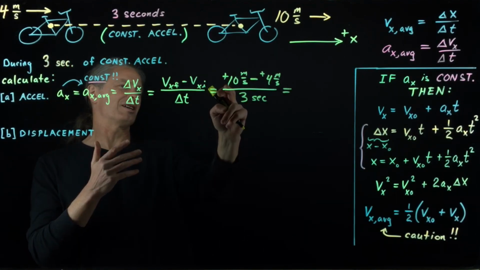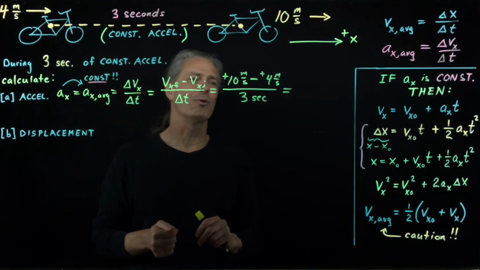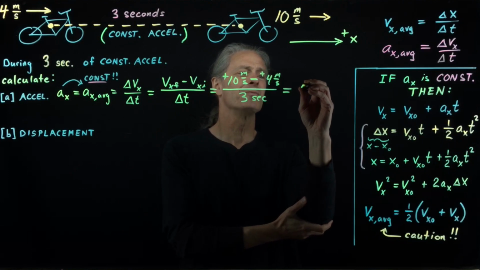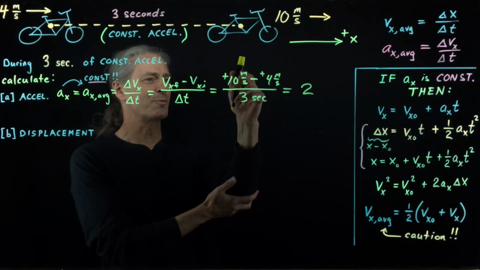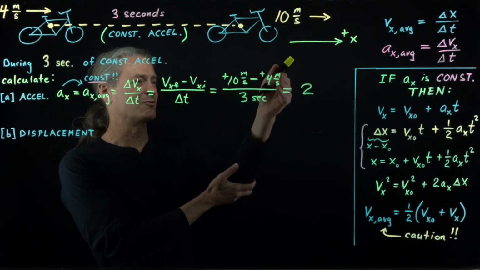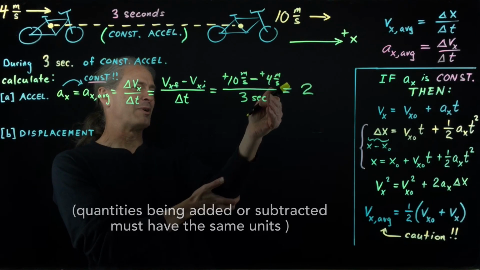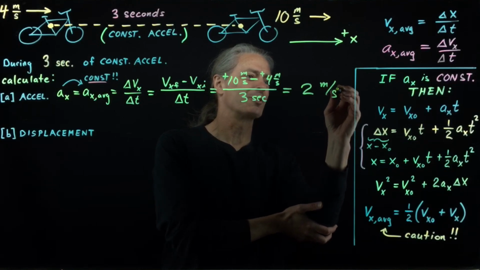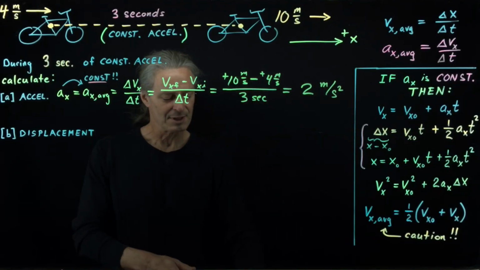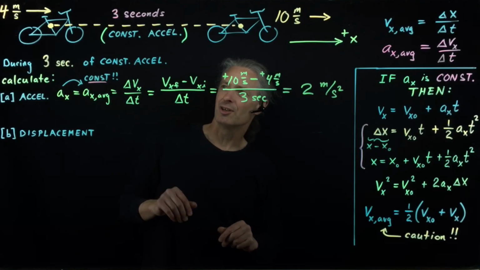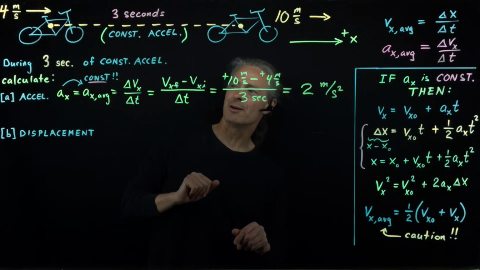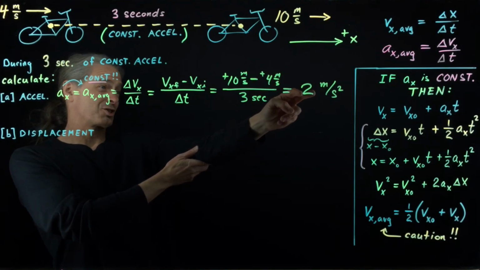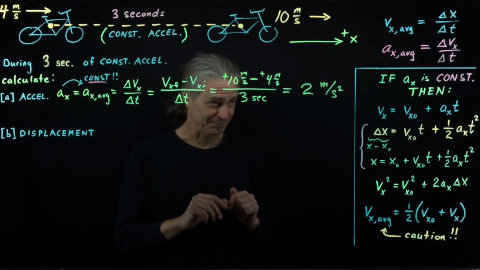And I've got positive 10 minus a positive 4 equals positive 6, divided by positive 3. That's 2. And I've got meters per second minus meters per second. That gives me meters per second divided by seconds. So that gives me meters per second squared. All right, so the acceleration during this 3-second time interval is 2 meters per second squared. Now let's interpret the sign.